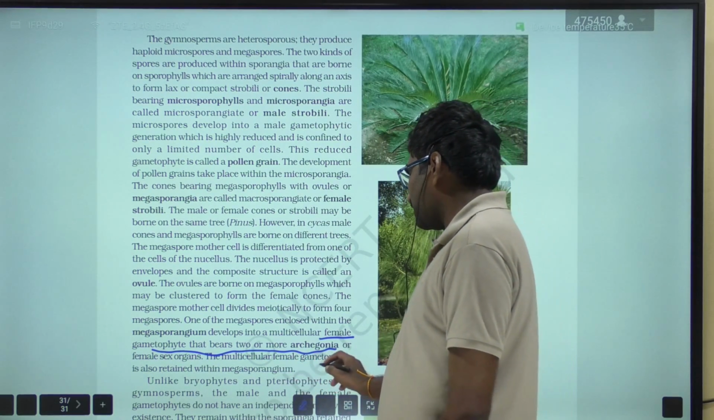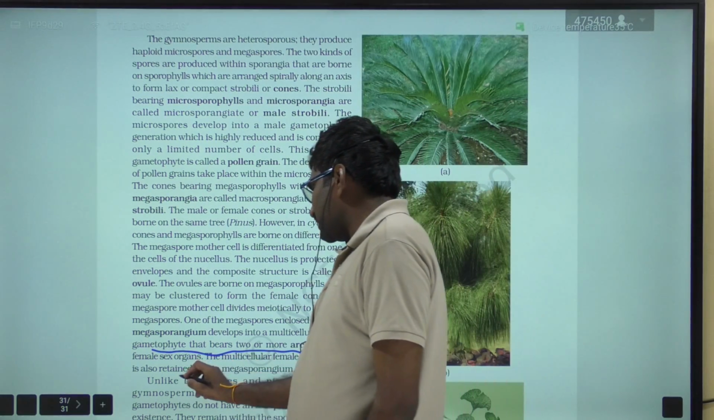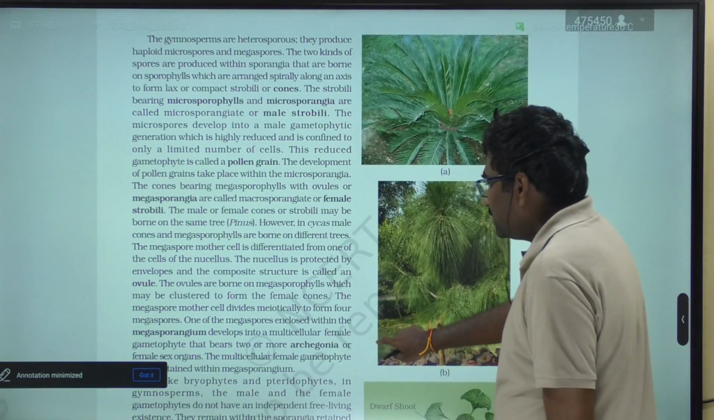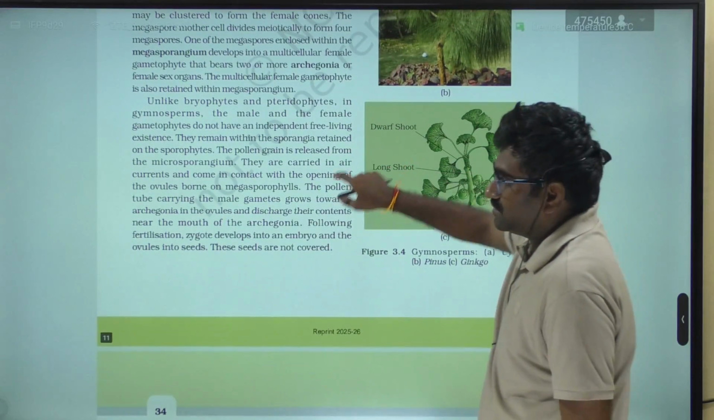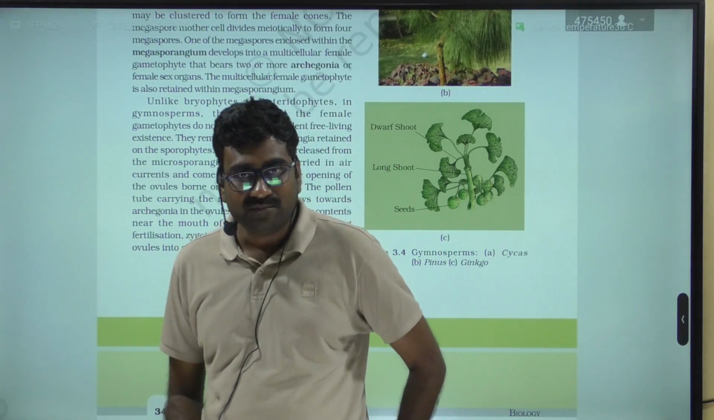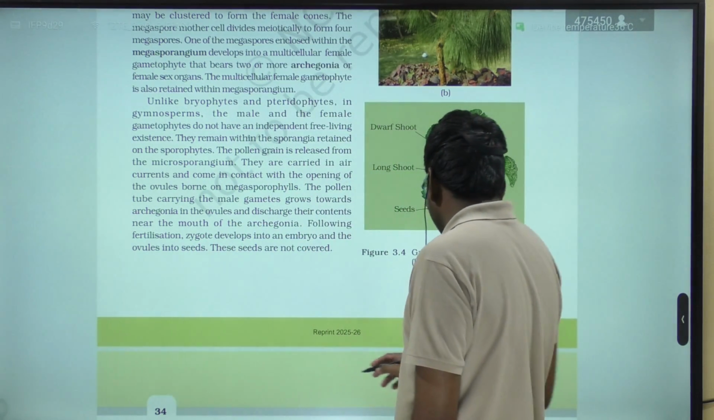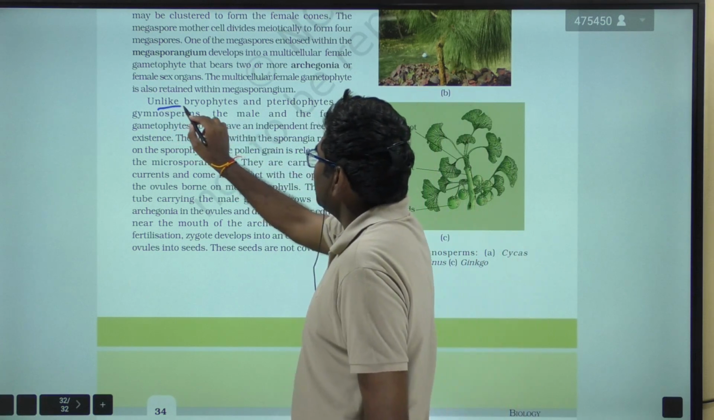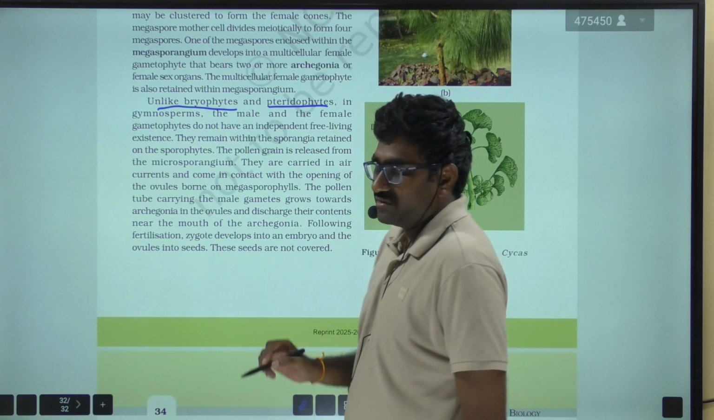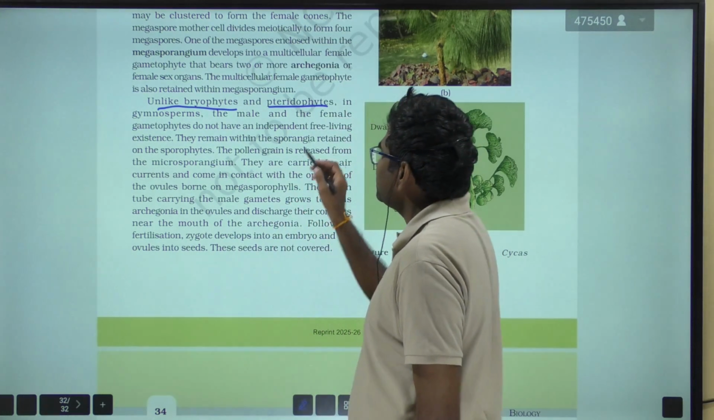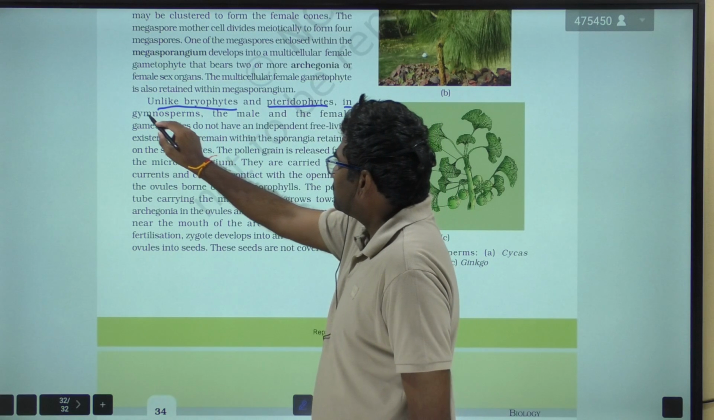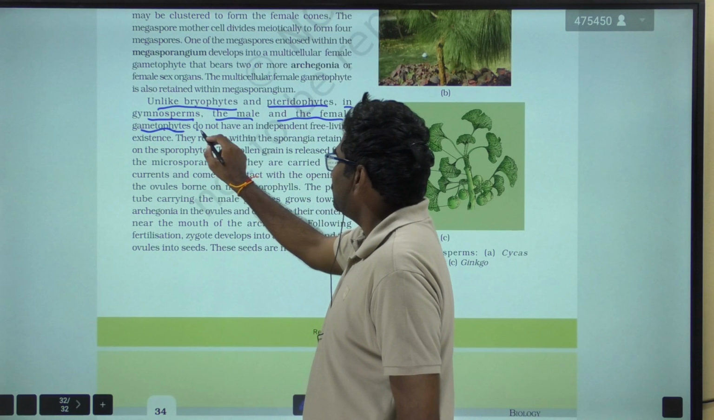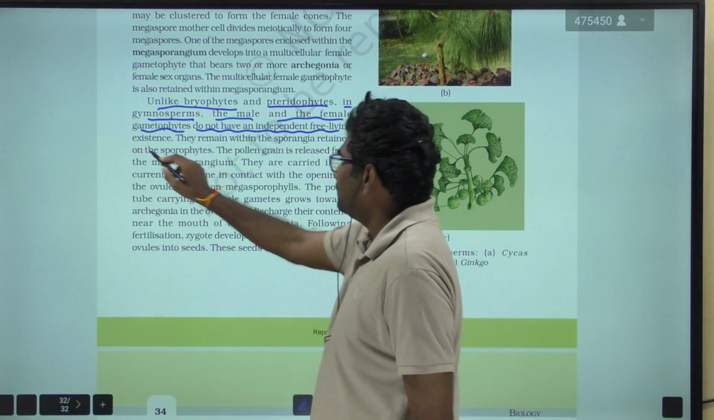So here the female gametophyte is retained within the megasporangium. The most important point, which is repeated many times in the previous examinations, in the objective point of view, that is, unlike bryophytes and pteridophytes, very very important.